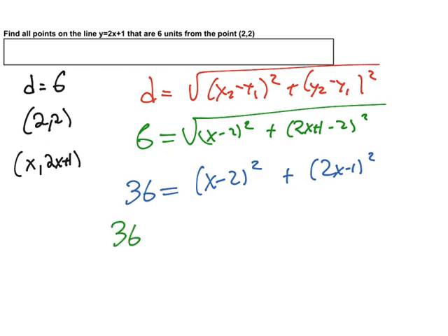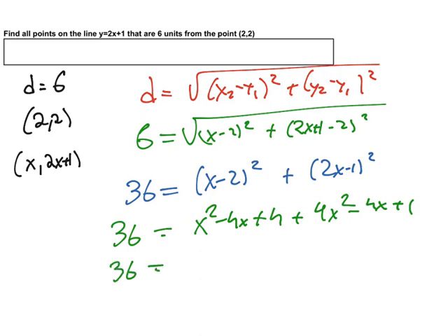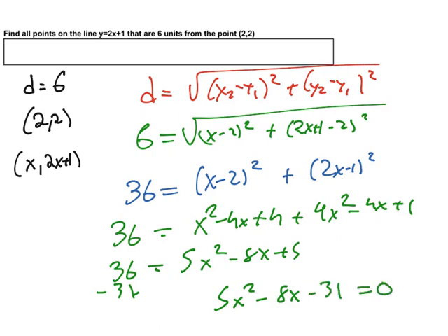Now I will expand everything here. That's x squared minus 4x plus 4, and that's 4x squared minus 4x plus 1. Okay, then I'll combine my like terms. Looks like I have 5x squared, I have negative 8x, and I have plus 5, and then I'll subtract 36 from both sides. And that gives me 5x squared minus 8x minus 31 is equal to 0.